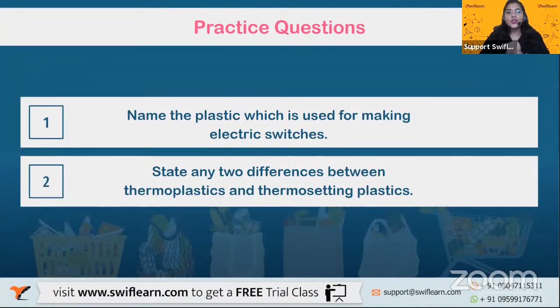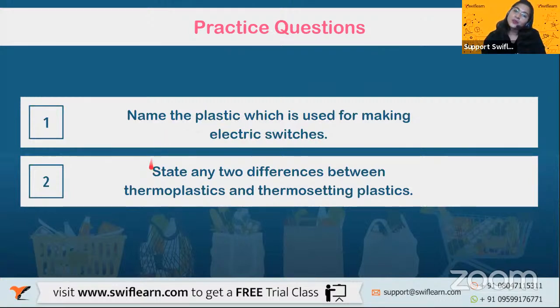Very good. So let me give you some questions for homework. So practice this type of question. You can get it in the school exams, right? So these are all for your homework till we meet in the next session. Okay. So the first question is, name the plastic which is used for making electric switches. Okay. You will do it.